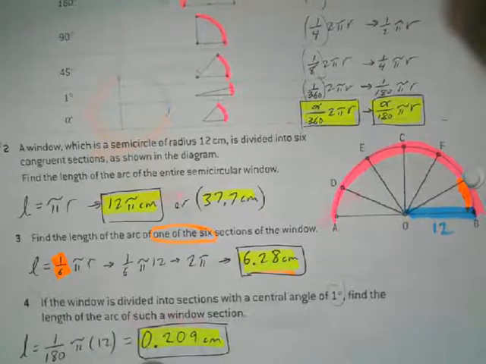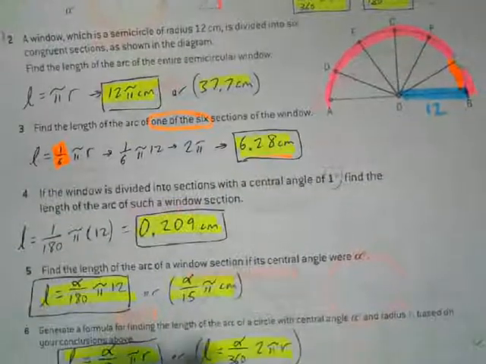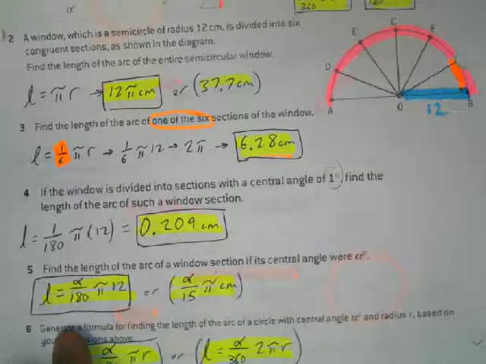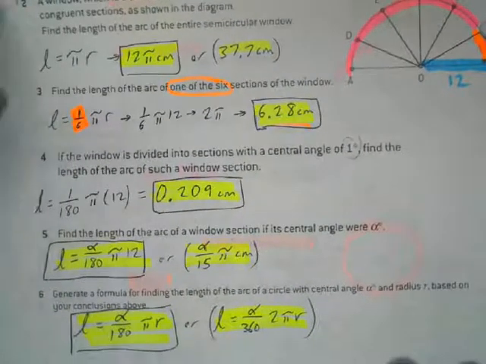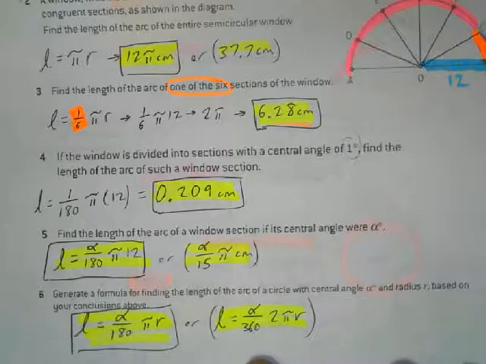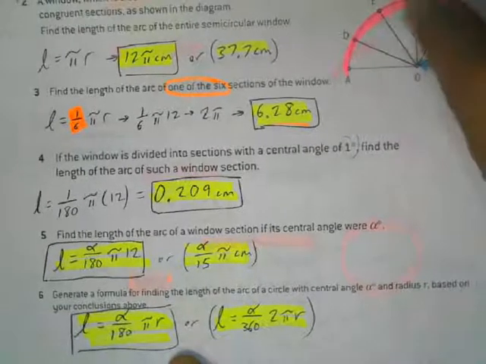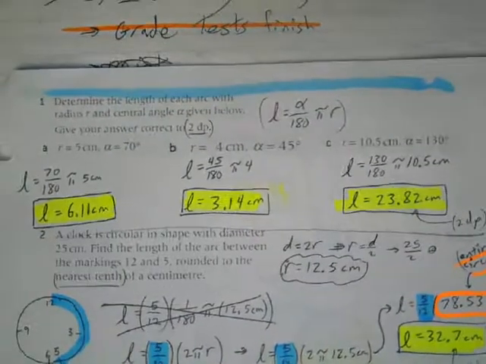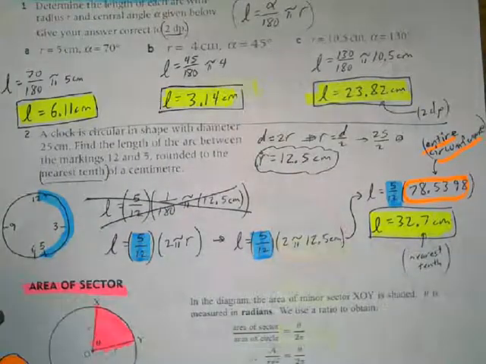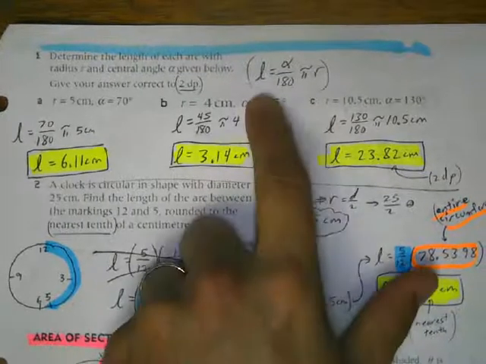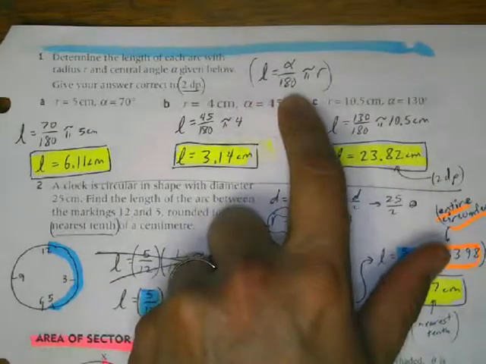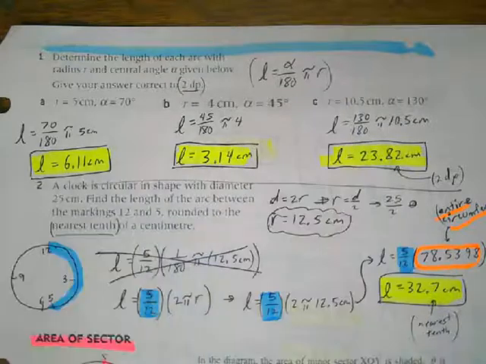Then what's the formula? Well, we did this in part 1, and then we generate the formula. We've already done that now. We just replace the 12 with r to generate the formula. You may want to hit pause if you need more time. Now we're just using this general formula, which is the length equals the angle divided by 180 times pi r. So for all of these, we've got our angles.